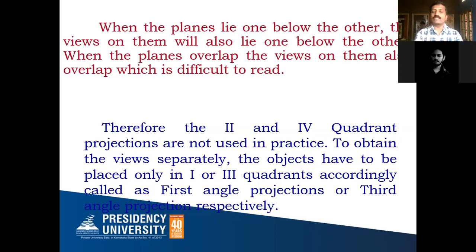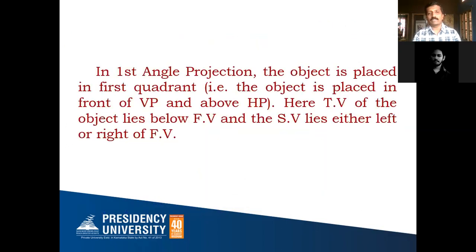The only difference between the first and third angle projection systems is where exactly you are drawing the front view and top view. That is the only difference. That's what I have given here. In the first angle projection system, the object is placed in the first quadrant. So what is the position of the object with respect to the first quadrant? The object is placed above HP and in front of VP. And what about the top view and the front view? The top view and the front view lie one below the other.